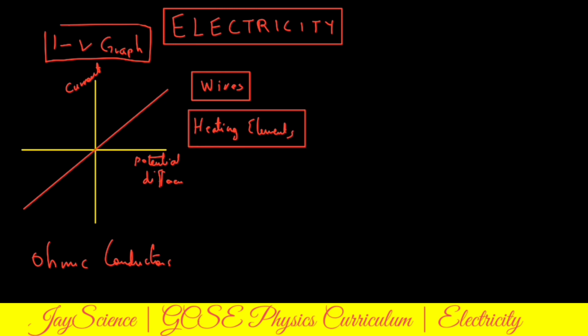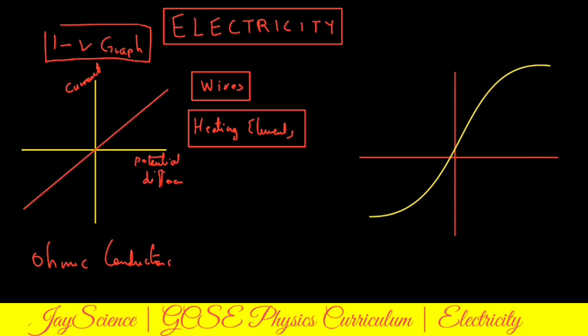And then on the flip side, we have what we call non-ohmic conductors. For them, the current is not directly proportional to the potential difference. So here we're not saying it's inversely proportional, but the real deal is it's not directly proportional. So we are not talking about a straight line graph here. We have something that looks like a curve.